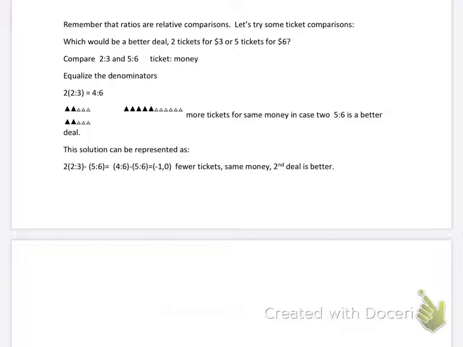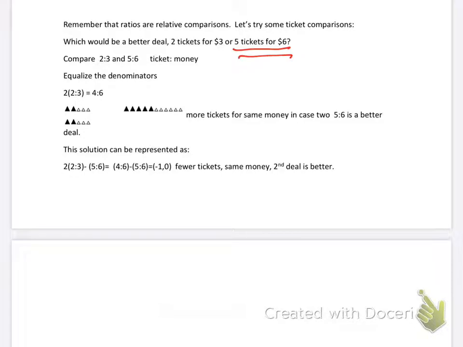So let's try some ticket comparisons. Which would be better? Which would be a better deal? 2 tickets for $3 or 5 tickets for $6? So you're going to have to equalize. I chose to equalize the denominators here. So if I multiply the first ratio by 2, that ends up being 4 to 6. So now I'm comparing 4 to 6 to 5 to 6. Remember, we're talking tickets to money. Okay, so more tickets for the same money in case 2 is a better deal. So the 5 to 6, this is a better deal.